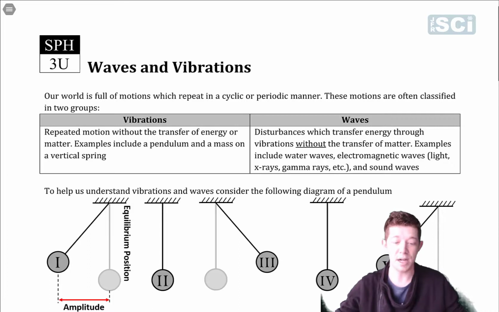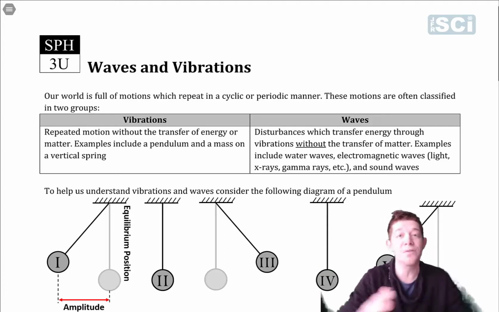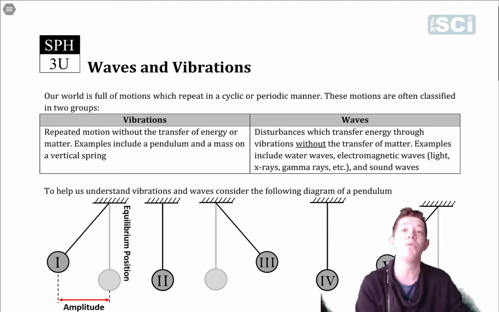These are types of repeated or cyclic motions, and you've probably experienced a bunch of these in your life. If you've ever sat on a beach and watched water waves travel by, then you're noticing waves firsthand. Or if you sat in a living room with a grandfather clock and the pendulum swings back and forth, that's another type of wave.